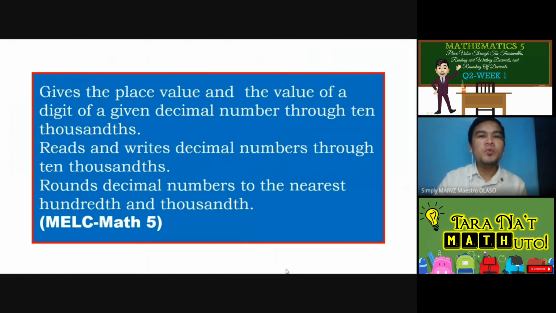For week number 1, we have certain competencies. The first one: gives the place value and the value of a digit of a given decimal number through 10,000s. Second, reads and writes decimal numbers through 10,000s. And the third one: rounds decimal numbers to the nearest hundredth and thousand. Let's start.